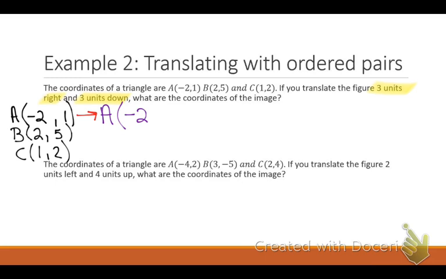So I need to know, what does that mean I'm doing to X? Does that mean I'm adding 3 or subtracting 3 if I'm going 3 units right? I'm adding. So that's why I do plus 3. And in order for it to be a true translation, I must do the same thing to all of my points in the figure. So for B, I'm just going to take my X value for B, which was 2, and I'm going to add 3.